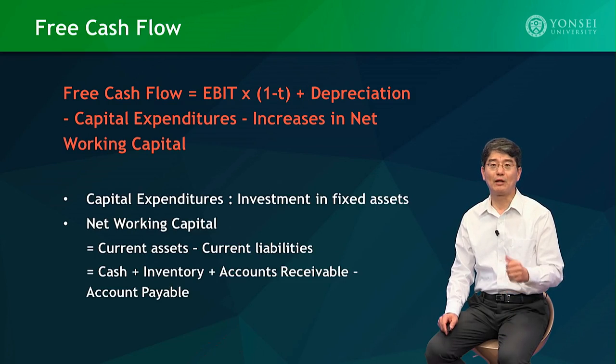Capital expenditures are investment in fixed asset, and net working capital, also NWC for short, is the difference between current assets and current liabilities. That is cash plus inventory plus accounts receivable minus account payable. When sales increases, NWC also increases. As you can imagine, inventory and account receivables increase with the sales.